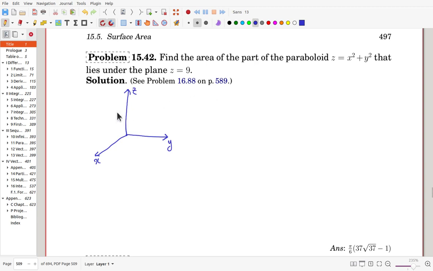Now, the paraboloid z equals x squared plus y squared is given like that. And we have to cut it with the plane z equals 9, like that. So that point is 9. Okay. We have to find the surface area of this, like some soup bowl, the surface area of this soup bowl. Okay.